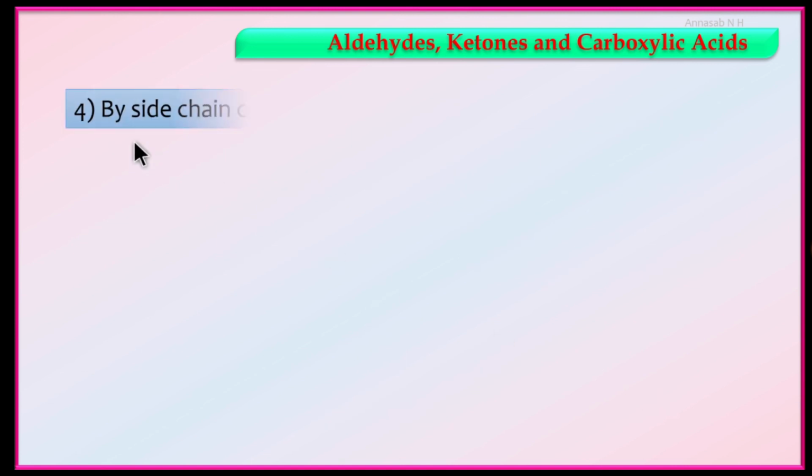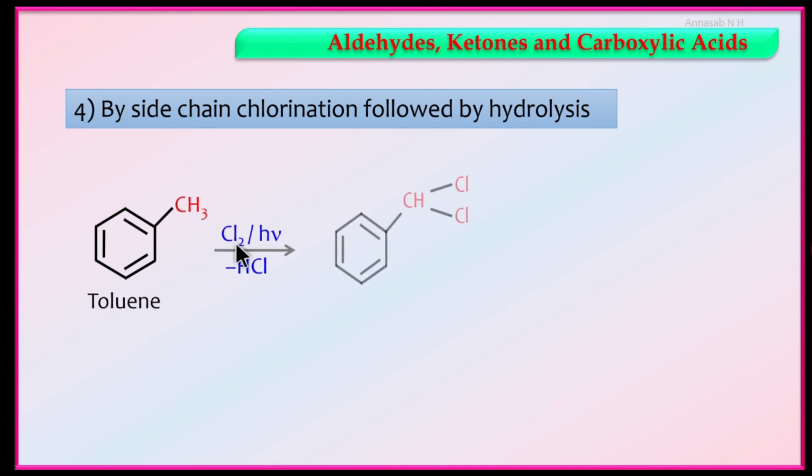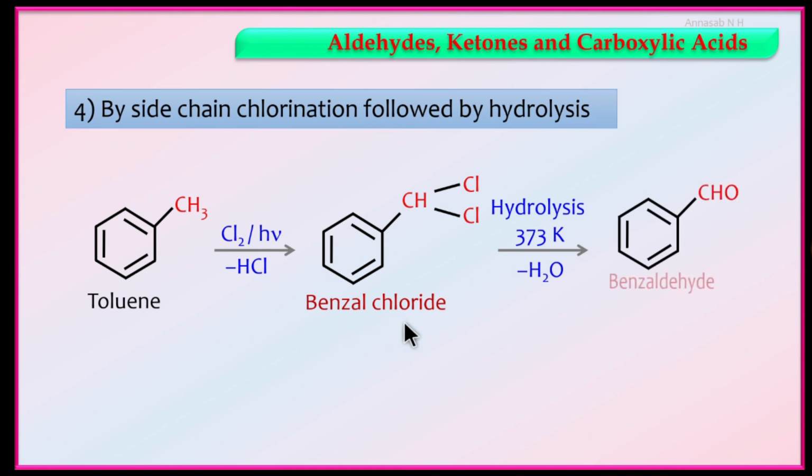Moving further, the fourth method, which is going to convert the side chain into an aldehyde group, that is side chain chlorination followed by hydrolysis. So we have a side chain CH3 here. It is toluene, which is treated with chlorine in presence of sunlight, removes HCl, and leads to the formation of benzyl chloride, which on hydrolysis at the temperature 373 Kelvin, as it is a hydrolysis process, water molecule is removed and that leads to the formation of benzaldehyde.